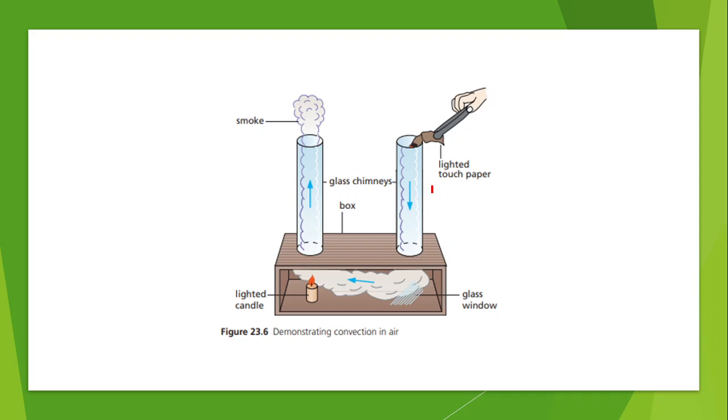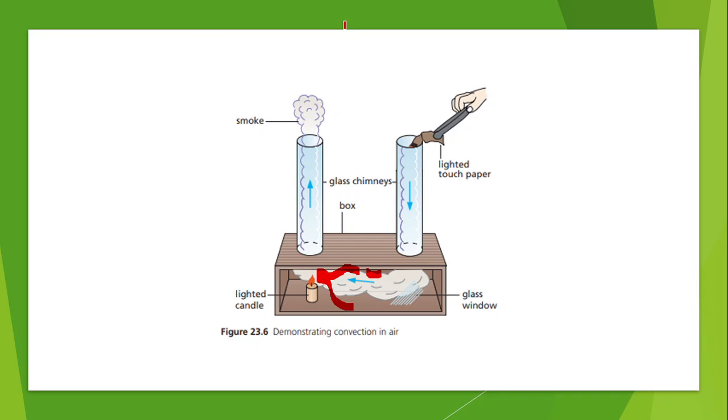What's happening over here is that we have this lighted touch paper, which is giving out some smoke. Although the smoke should just stay here or accumulate, because of the property that hot air rises, this lighted candle has an atmosphere of hot air around it, and that hot air carries the smoke caused by the lighted touch paper, and hence we can see this smoke rise up.